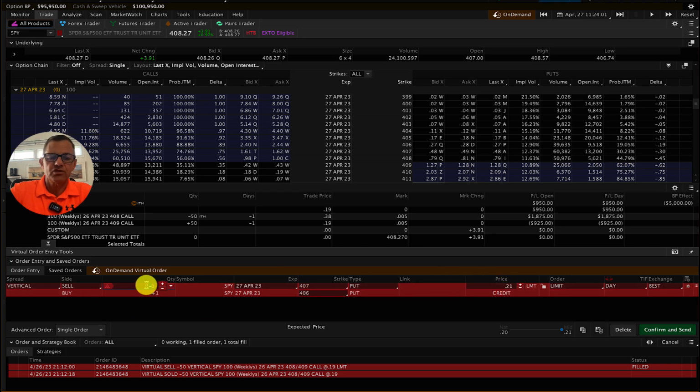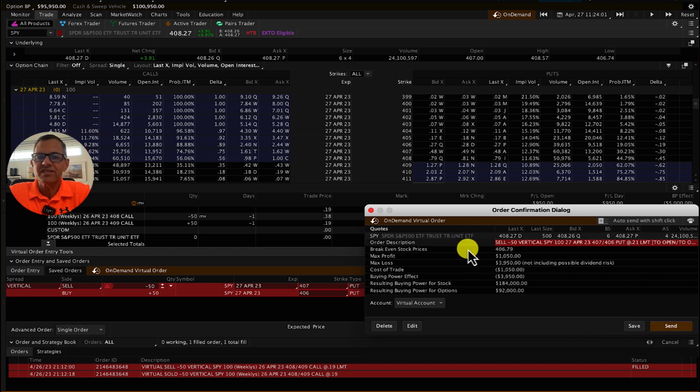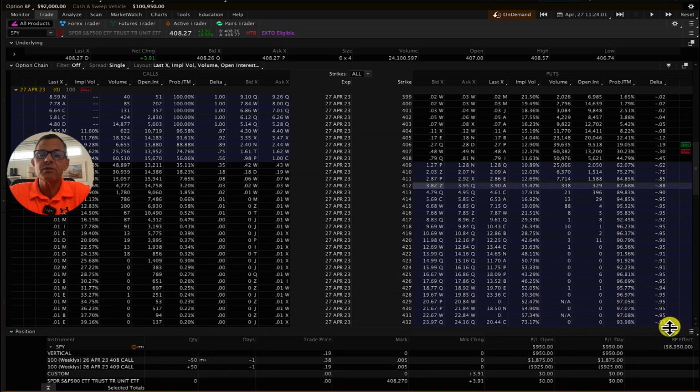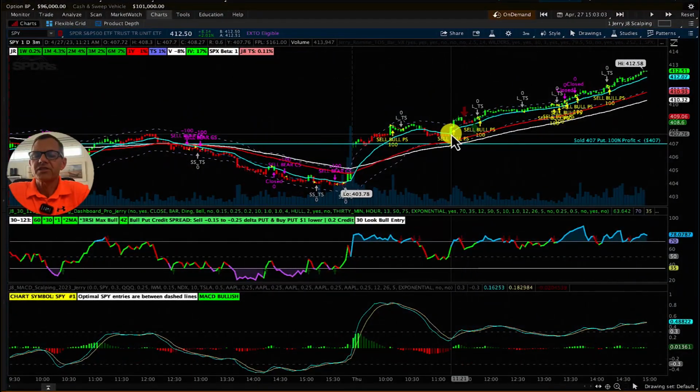Let's go ahead and change this to the number that we want to do. In my case, we're going to do 50 for this example. We're going to hit confirm and send, and our maximum profit is going to be 1,050. Our maximum loss is 3,950, and now we're going to go ahead and hit the send button, and now our order is in. And now we're looking at how the rest of the day played out.